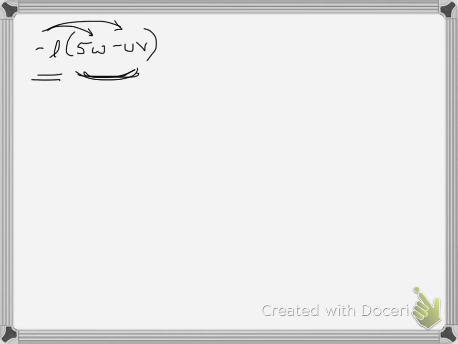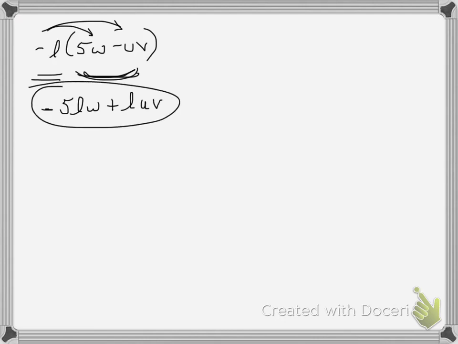You take your negative L times your 5w. Typically we write our sign first, then our constant, and typically in alphabetical order. And then we're going to have a negative for the second term. A negative times a negative is a positive LUV. So that would be the answer there.